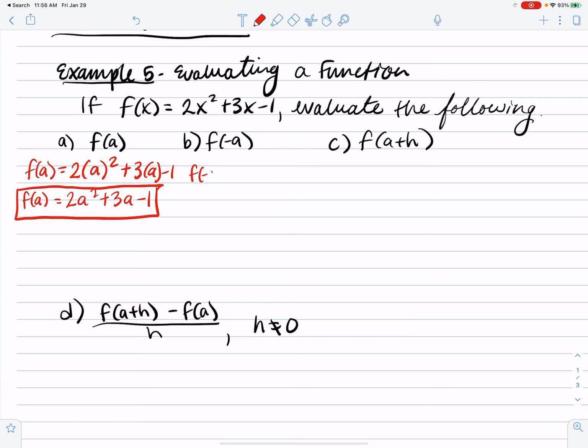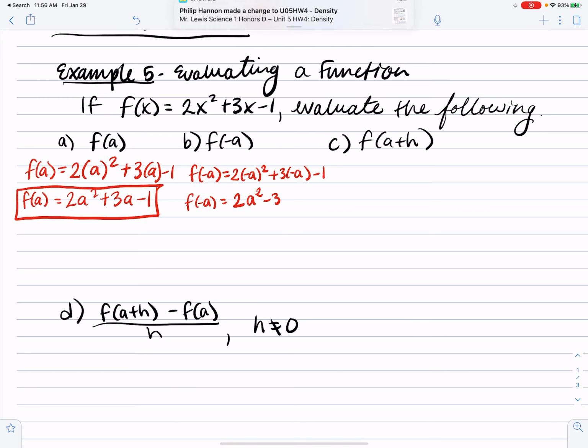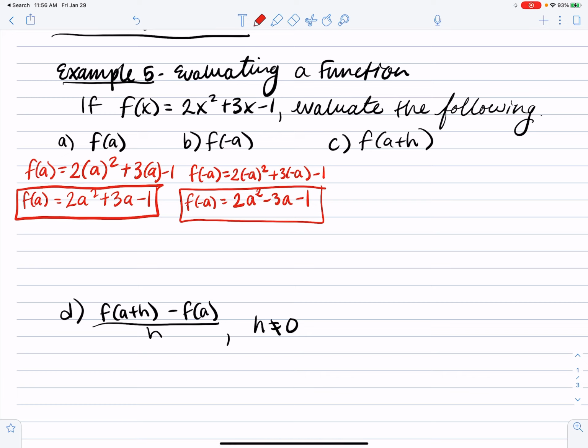Same with negative a. So let's go ahead and plug in negative a for x. I'm going to use parentheses here because I don't want to mess up my negatives. So f at negative a equals 2. Negative a times negative a is going to become positive a squared. And then minus 3a and minus 1. And then that's as simplified as that gets, so that's done.